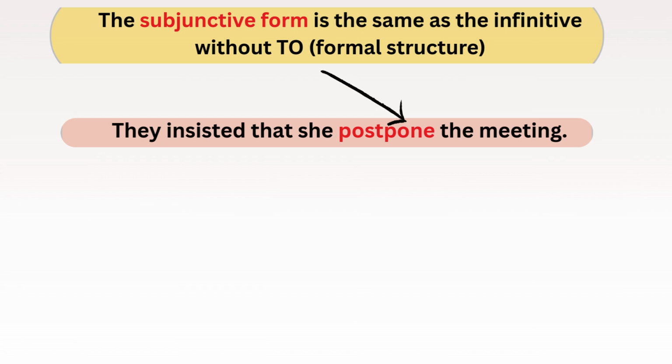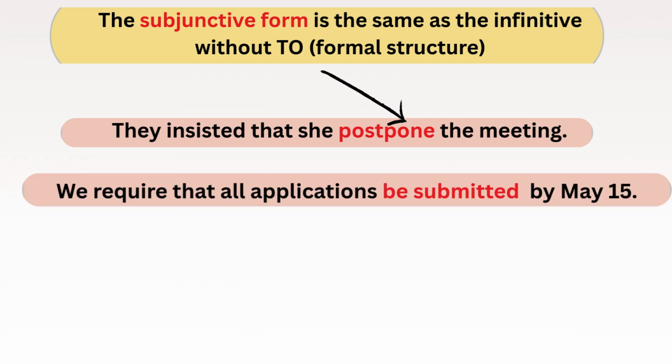Some people might mistakenly identify this sentence as a mistake because apparently it should be present simple or even past simple if we backshift, right? But here we have no endings. And the reason why is because this is the subjunctive form, okay? We require that all applications be submitted by May 15. Here we can see again, all applications be submitted. This is an infinitive, passive infinitive form, as you can see, and it's not a mistake here, it is a subjunctive form.